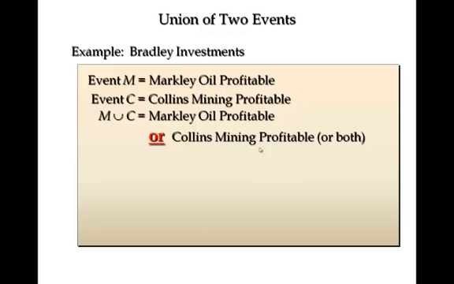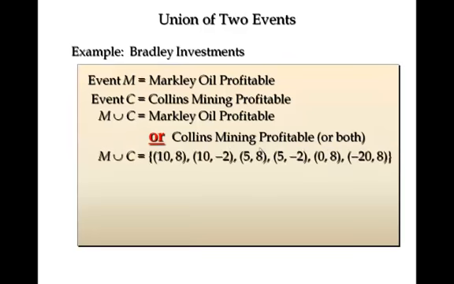This is an important point to note. When we are calculating unions, we are using OR. So as you will see, these are all the points where either Markley is profitable or Collins is profitable, or both. Consider, for instance, this 10 and 8. Markley is profitable, Collins is also profitable. Look at the second point, 10 and minus 2. Markley is profitable, Collins is not profitable. But because we want Markley is profitable or Collins is profitable, this falls within the union.